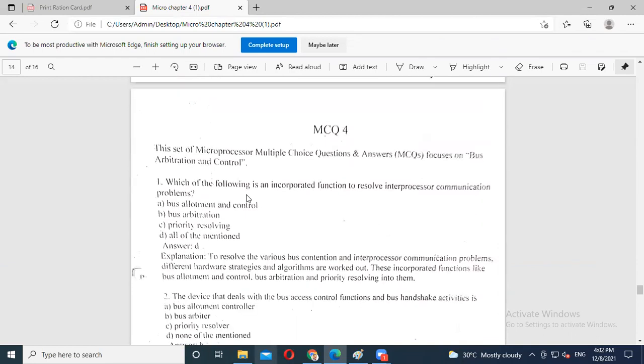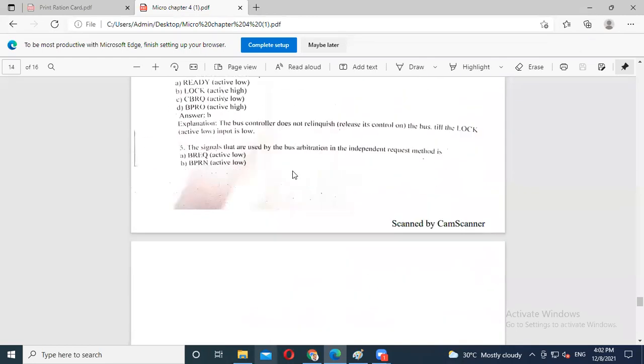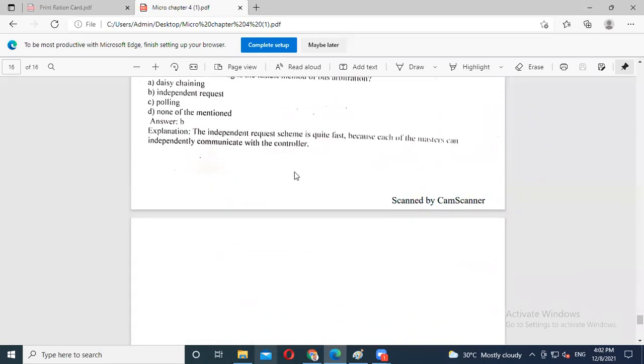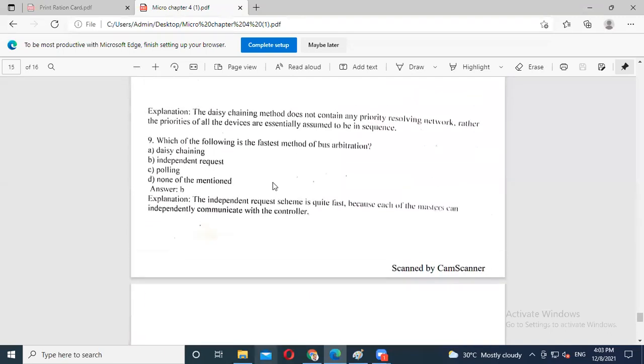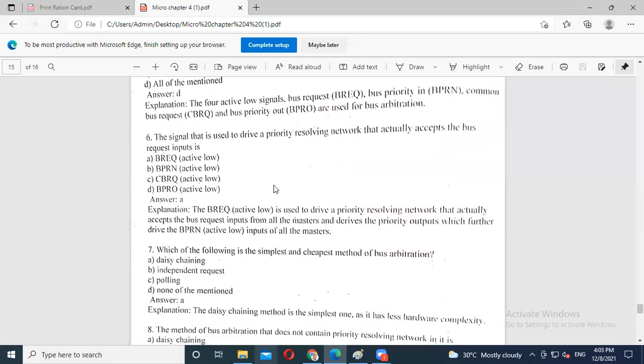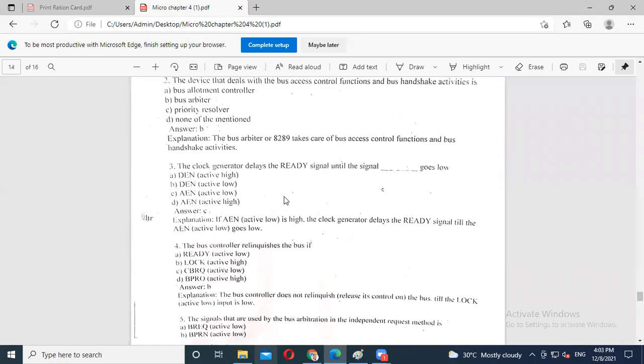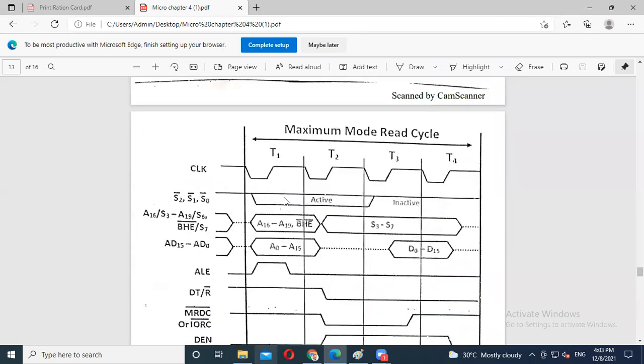Some more questions I have to make from your previous question papers, so these questions also you have to carry out. This is more than enough. I have to prepare 10 questions for this. Just go through this entire module.